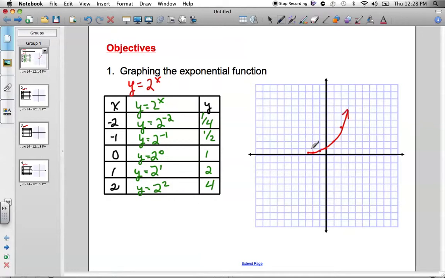If you notice here, as we approach the x-axis, we'll never actually touch that axis, and so this is an asymptote here, right on the x-axis. Okay. This kind of has a boomerang shape, and so when we want to describe it, that's the word we'll use. We'll use the word boomerang.